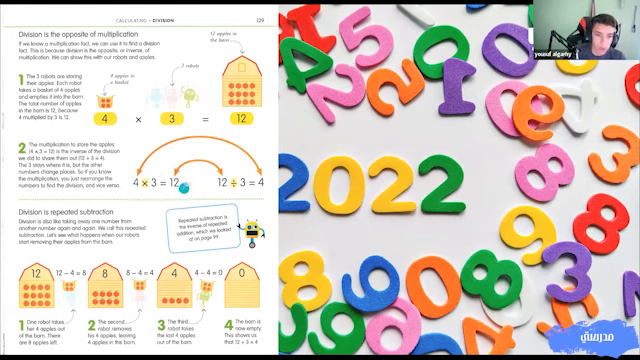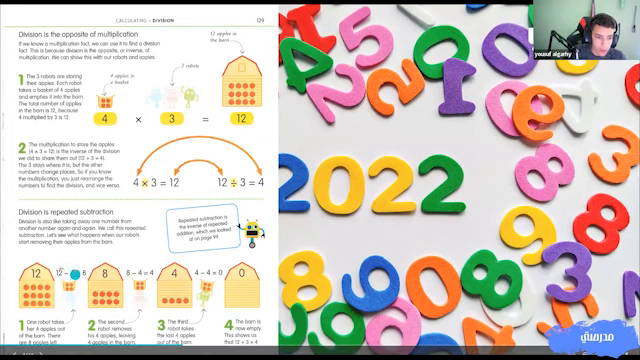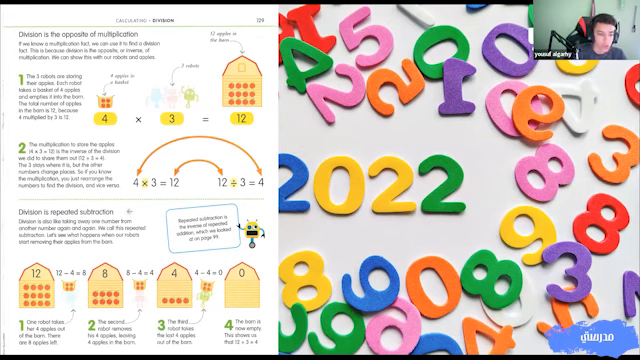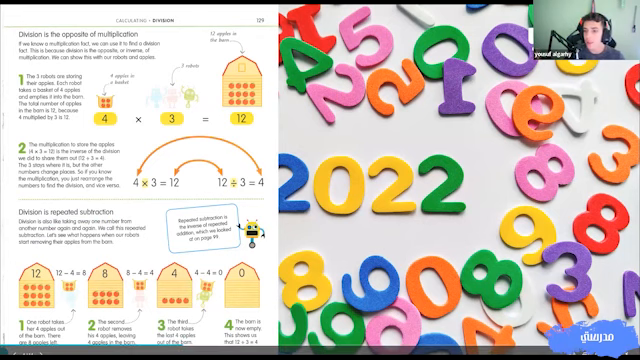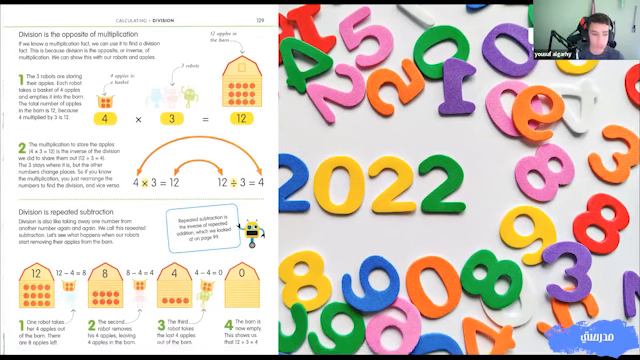4 times 3 equals 12. 12 divided by 3 equals 4. All right. And here it also says division is repeated subtraction. So you can repeatedly subtract a number from another number to get division.